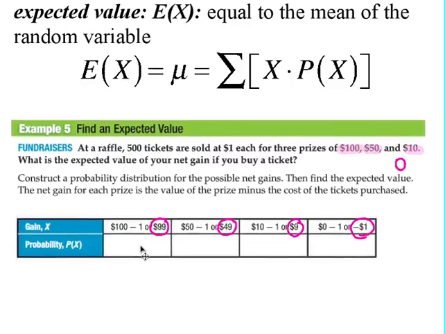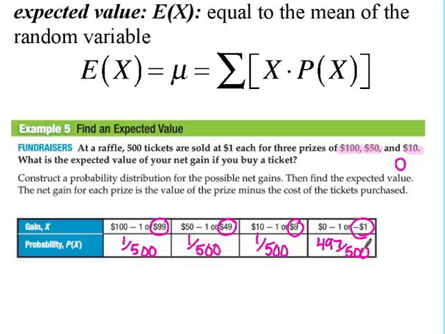The probability that you win the $100 prize is 1 out of 500. What's the probability that you win the $50 prize? 1 out of 500. What about the $10 prize? What about nothing? 497 out of 500. So now to find your expected value, notice what it says.